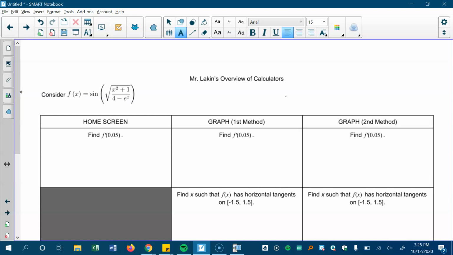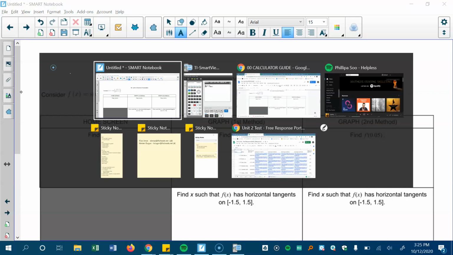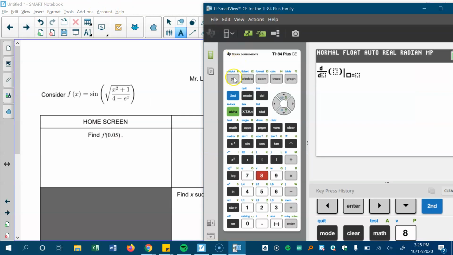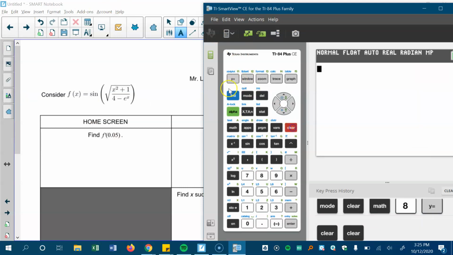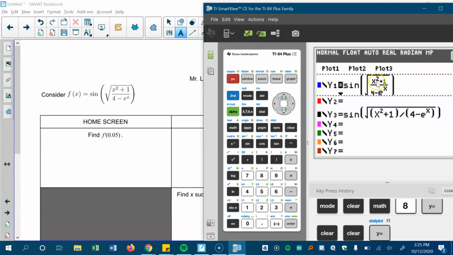So let's go ahead and do f prime of 0.05. First of all, let's enter our equation in the calculator. Now I already typed mine in. Whoa, I thought I typed mine in. Let's try that again. We have y equals sine of parentheses and then the root. This was if I had one of the newer calculators, like an 84 Plus or an Inspire. That's how that format would look. If you have an older format, just make sure you're putting parentheses around your numerator and your denominator.